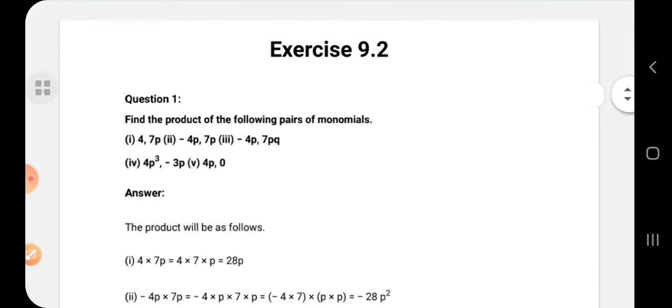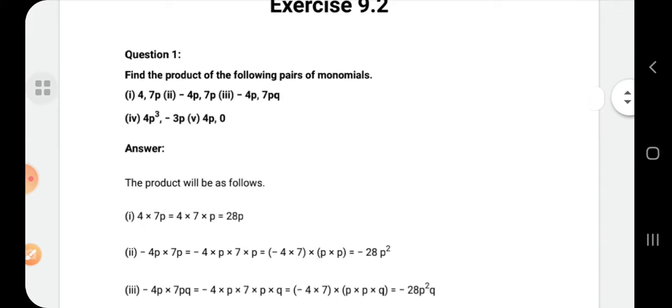Okay, find the product of the following pairs of monomials. Like the first question is 4, 7p. Both are monomials, we have to multiply them. So 4 into 7 is 28. Okay, 28p is the answer.